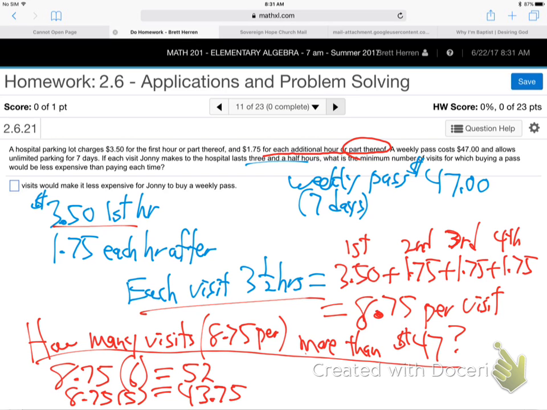Everybody see how we did that? I just took 8.75, 6 days. If Johnny visits 6 times, it'll cost him $52. If he visits 5 times at $8.75 per visit, it'll cost him $43. So the pass is 47. So if Johnny's going to go 6 days, it'd be better to buy the pass. If he's only going to go 5 days or less, shouldn't buy the pass. So they're saying how many visits would make it less expensive to buy the pass? 6 days. 6 days or more, he'd be better to buy the pass. Does that make sense? No X, just all them numbers everywhere. All right? All those words can be intimidating. All right.